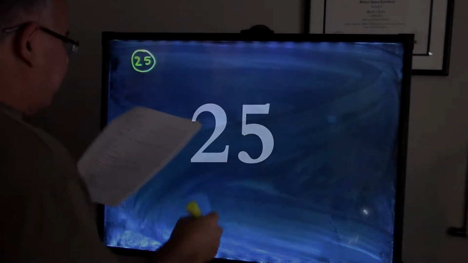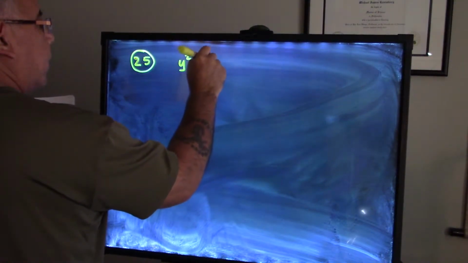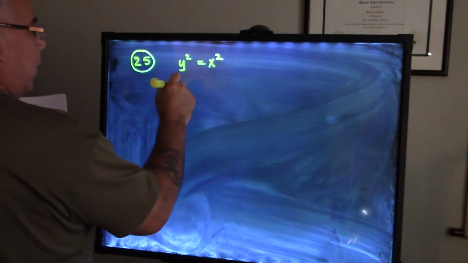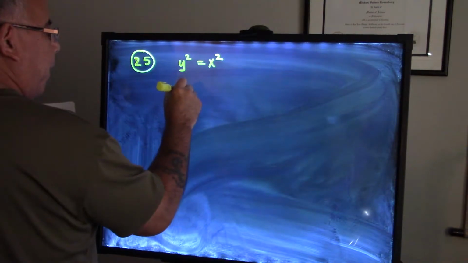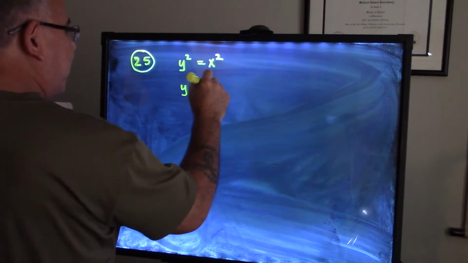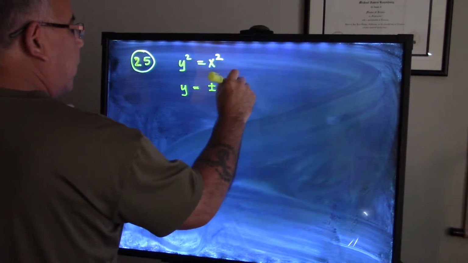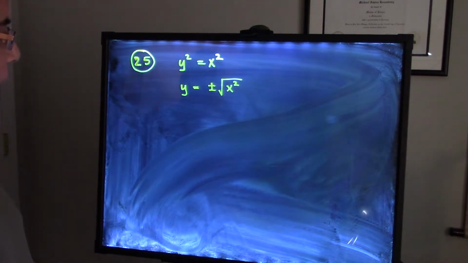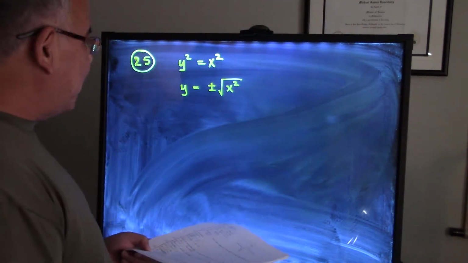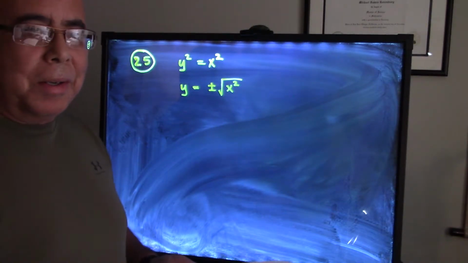Number 25, y squared equals x squared. Okay, take the square root of both sides. That gives you y equals plus or minus the square root of x squared. I'm not quite done yet, but something I want to point out. You have a negative square root as well as a positive. When you take the square root of both sides, there are negative square roots as well as positive ones.